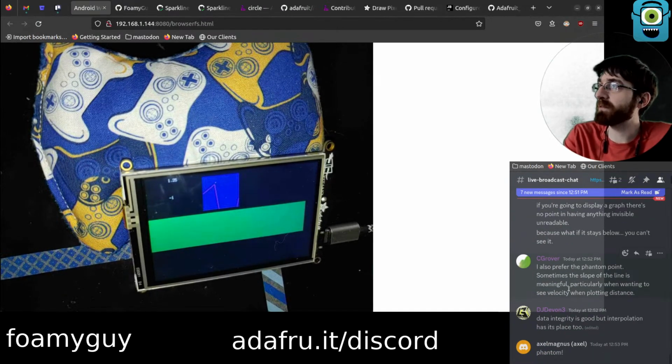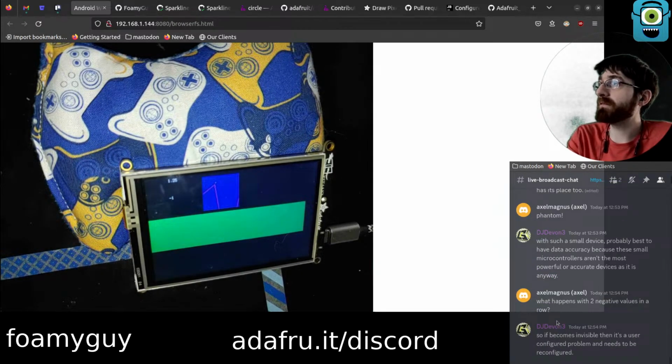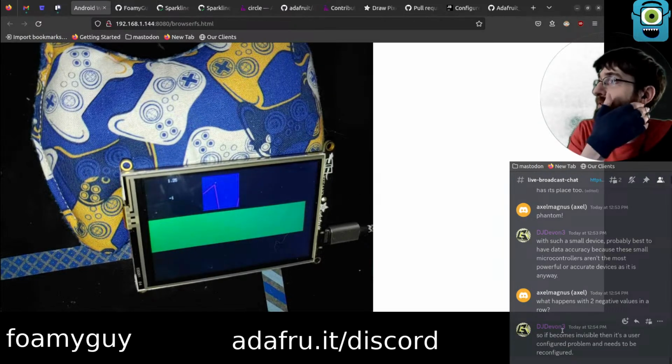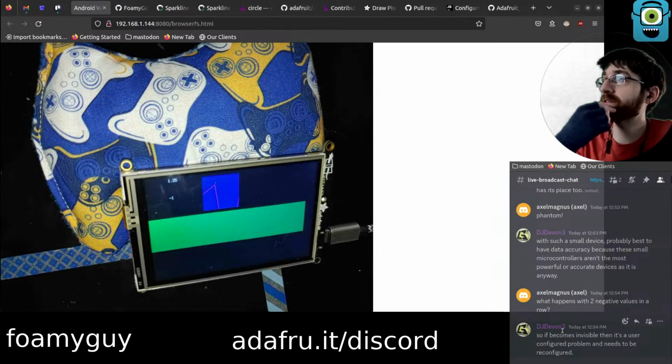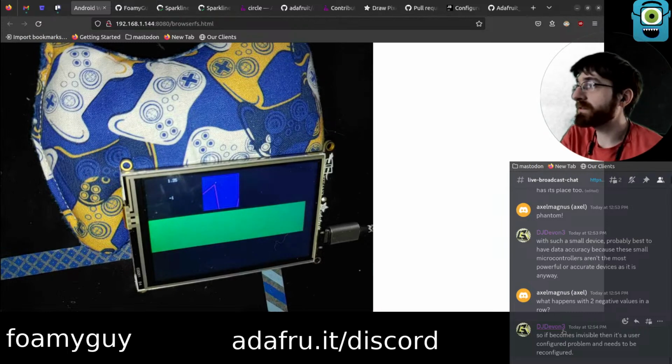T. Grover says, I prefer the phantom point. Sometimes the slope of the line is meaningful, particularly when wanting velocity. Yep. Data integrity is good, but interpolation has its place too. Another vote for Phantom from Maxwell. With such a small device, probably best to have data accuracy, because the small microcontrollers aren't the most powerful and accurate devices anyways. That's true. Yeah, we got some other rounding potentially going on.